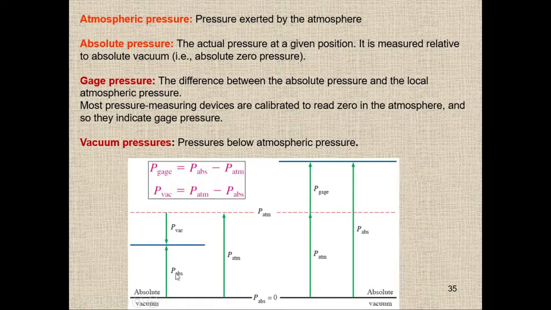So in this case, absolute pressure, which is here, is equal to P atmosphere minus P vacuum. Or in other words, P gauge is equal to P absolute minus P atmosphere, or P vacuum is equal to P atmosphere minus P absolute. In both cases, P absolute is equal to P atmosphere plus P gauge, or P atmosphere minus P vacuum.